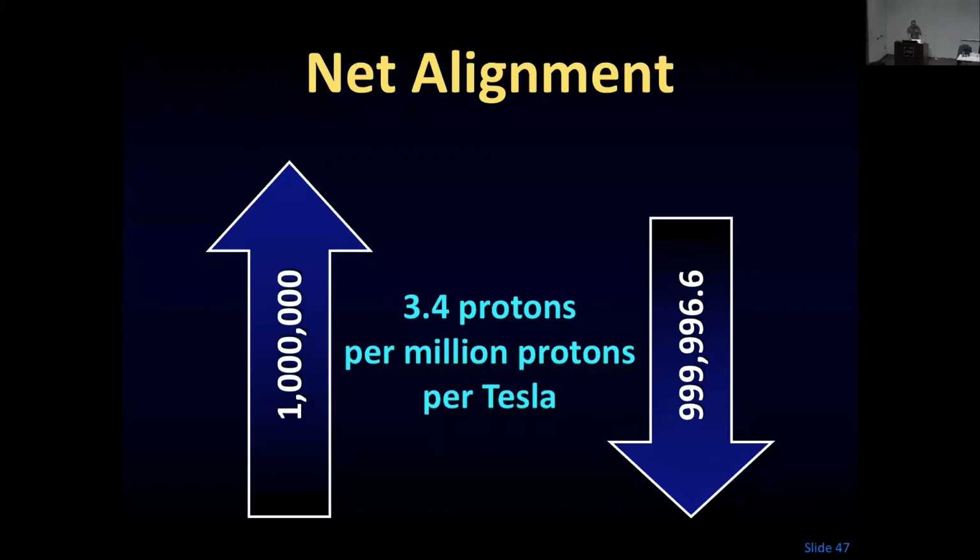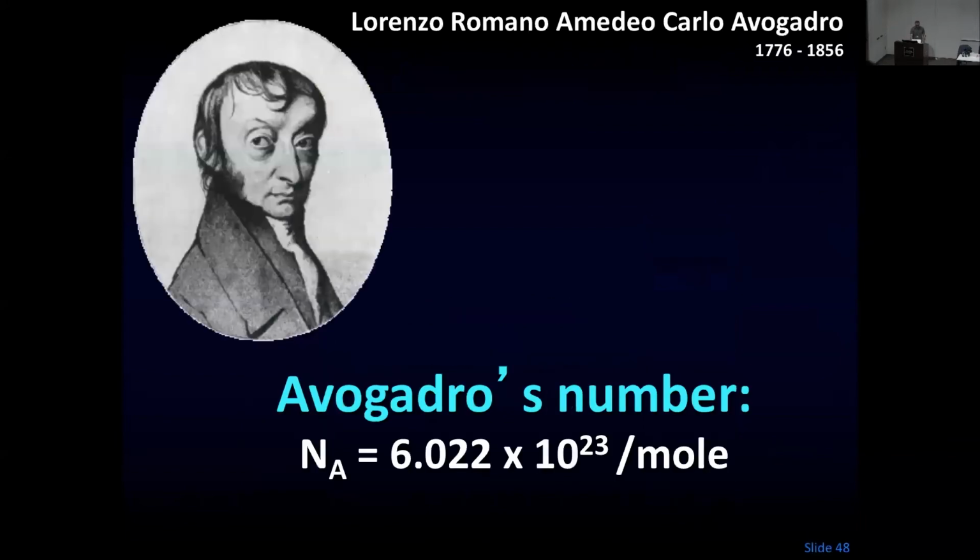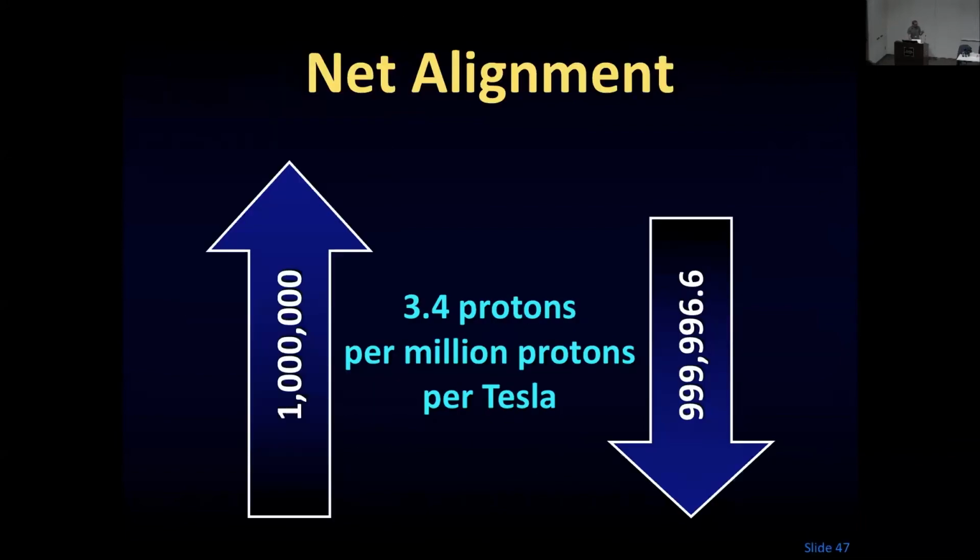Okay, let's talk about net alignment again. So I mentioned earlier that the net alignment is 3.4 protons per million per Tesla. So that means that if you're at 1 Tesla, for every 1 million protons pointing up, you have 999,996.6 pointing down. That's a very puny difference. So given the fact that there's such a puny difference between the protons pointing up and the protons pointing down, how is it that we can generate any signal from MRI?